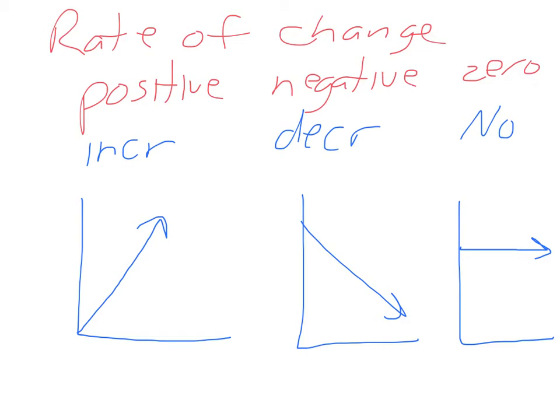Now, when it's a vertical line, there's a whole other issue that comes across, and we will talk about those later on. Slope.